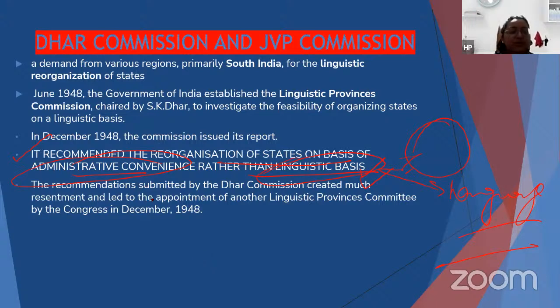ठीक है, now the recommendations were submitted by Dhar Commission. It created a resentment. अब क्या हुआ, जब पहले people want what? They wanted reorganization of states on the basis of linguistic basis. ठीक है, they want reorganization on the basis of language. But when the commission said that administrative convenience होना चाहिए rather than linguistic basis, it created resentment. Okay, लोगों को अच्छा नहीं लगा, and because of that there was a lot of outrage against the government, and again it led to the appointment of another linguistic provinces committee.